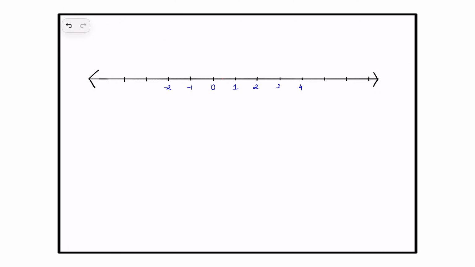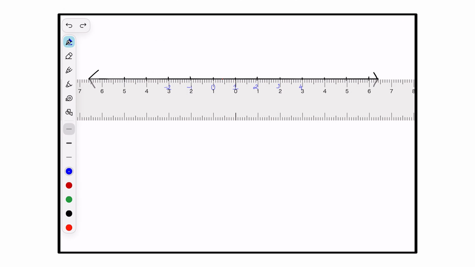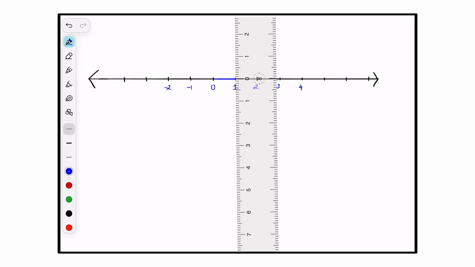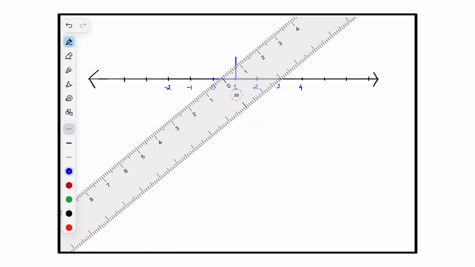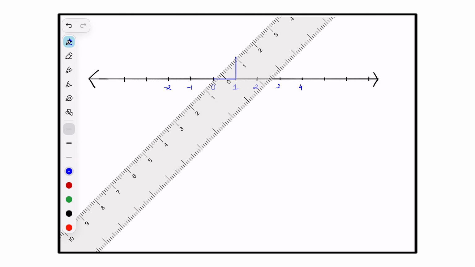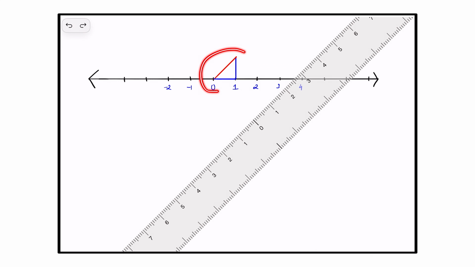First, let me construct the right angled triangle. So I put the scale 0 to 1. I construct the base. Now I will construct the height, again 1 unit in length. Now I will join to get the hypotenuse. Now I have a right angled triangle of 1 unit of base, again 1 unit of height, and this hypotenuse will be root 2 in length.